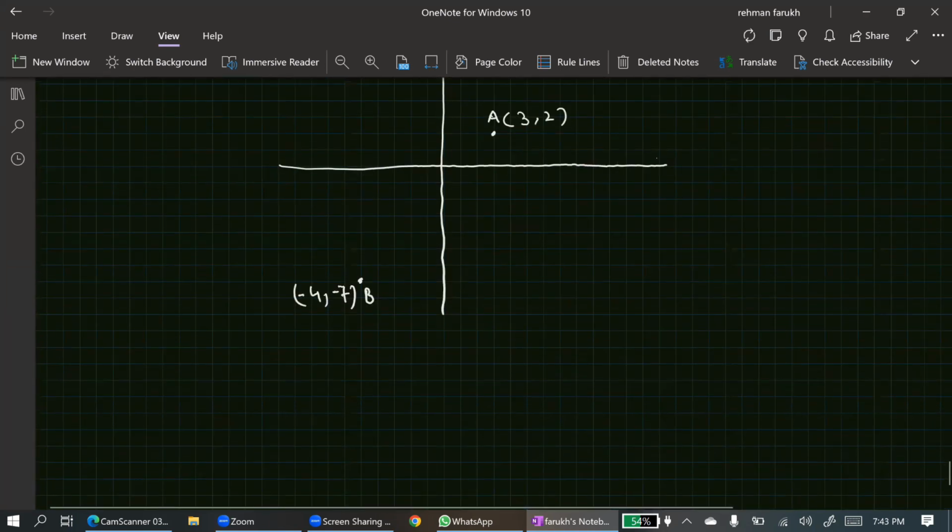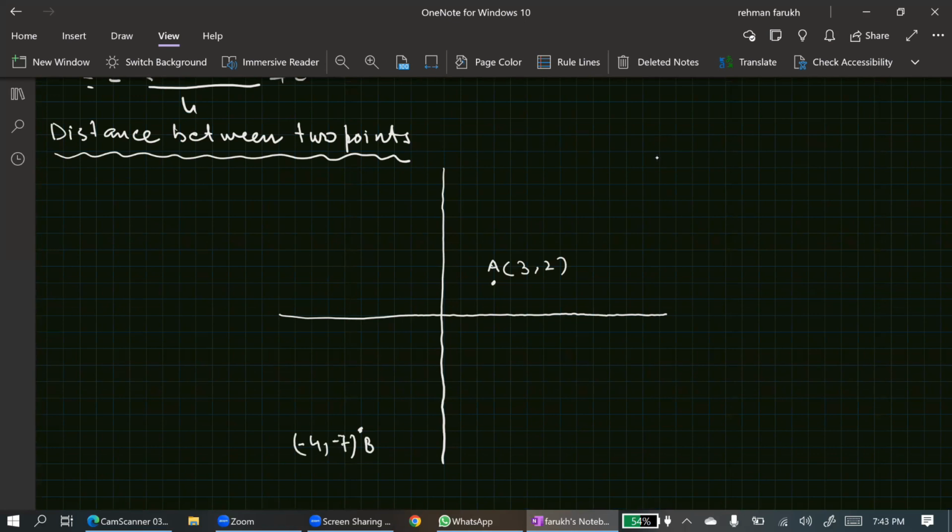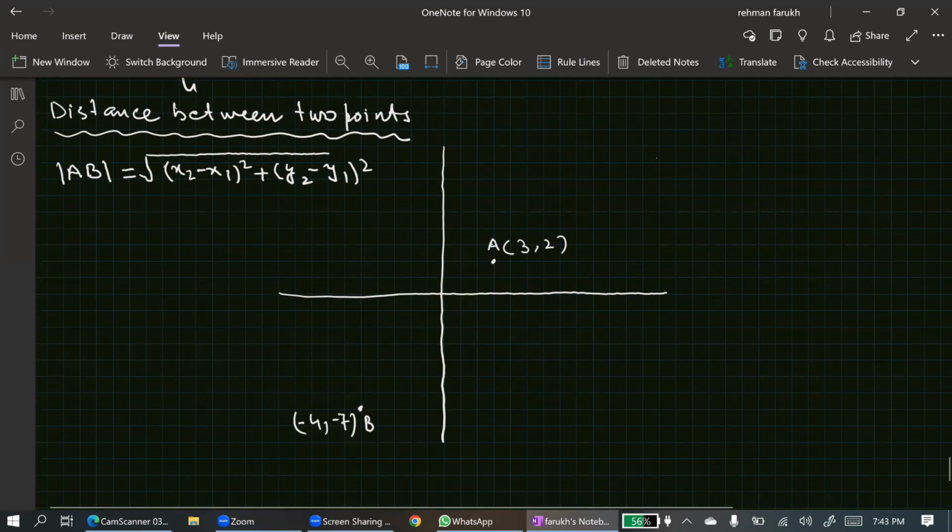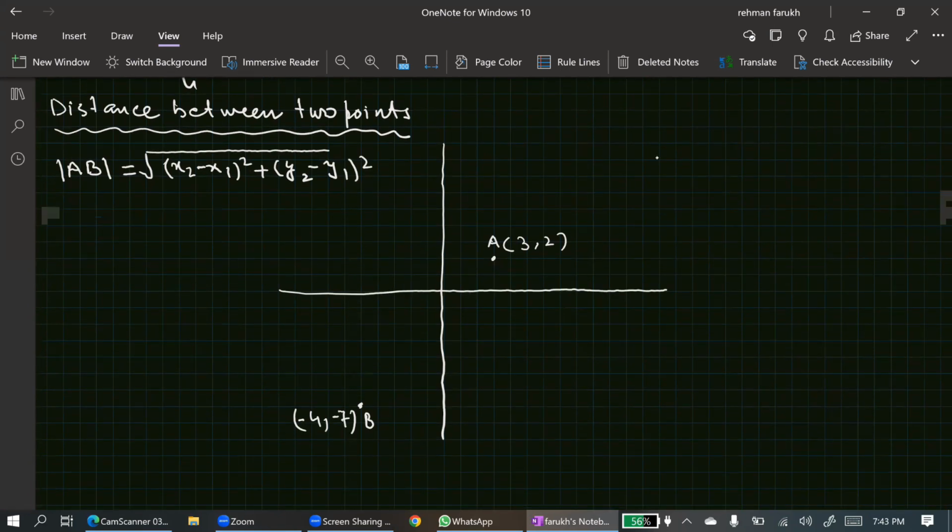The formula to find out the distance is: distance AB. We denote the distance with straight lines. Distance AB is equal to the square root of x2 minus x1 whole square plus y2 minus y1 whole square. Now we will name the 2 points as x1, y1 and x2, y2.